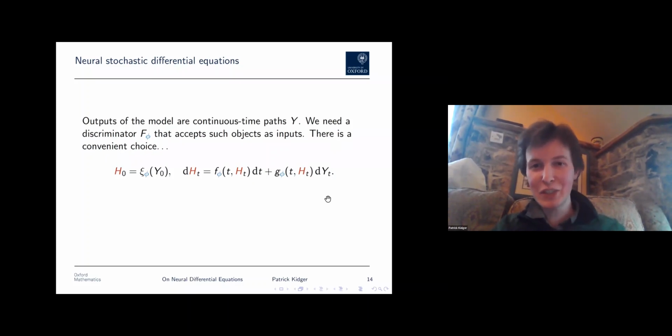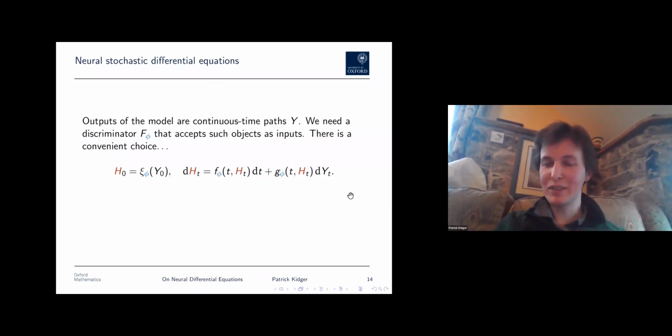There is a very convenient choice for a discriminator that accepts continuous time paths y. And that choice is a controlled differential equation. And so you can see why I introduced them earlier. When I introduced them earlier, controlled differential equations were going to be some way of modeling a function of a time series. And at the time, I started telling you about things like, oh, we want to do sepsis detection on a time series, or we want to classify handwriting or something like that.